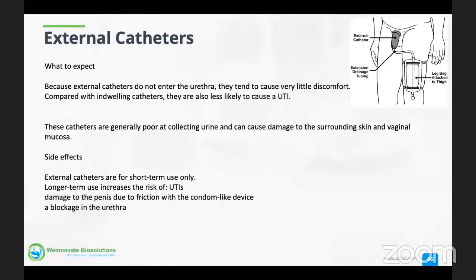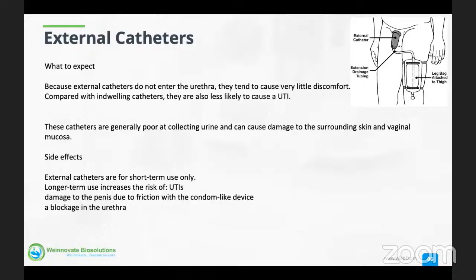Doctors usually recommend external catheters for males with incontinence who do not experience urinary blockage or retention and can use the catheter by themselves only. Because external catheters do not enter the urethra, they tend to cause very little discomfort compared with indwelling catheters. They are also less likely to cause UTIs because they are outside anyway. Although external catheters for females do exist, they're very rare, so they are mostly used for men.